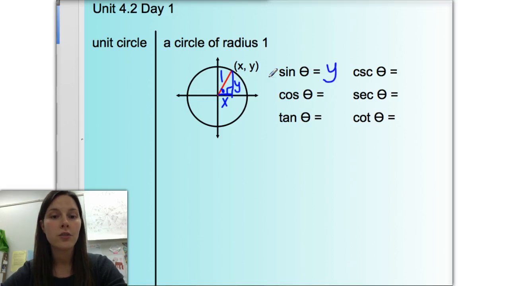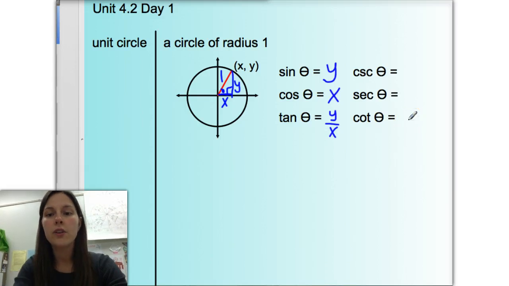Cosine is adjacent over hypotenuse. The side adjacent is x. Again, the hypotenuse is 1, so our cosine is x. So again, for any point on the unit circle, the cosine is the x value. And tangent is sine over cosine, or y over x.